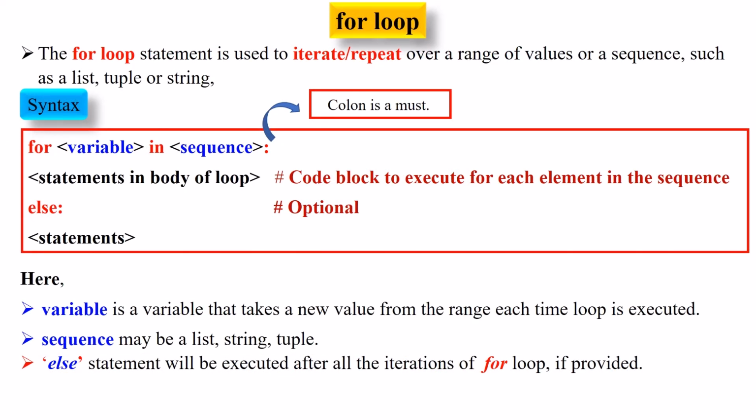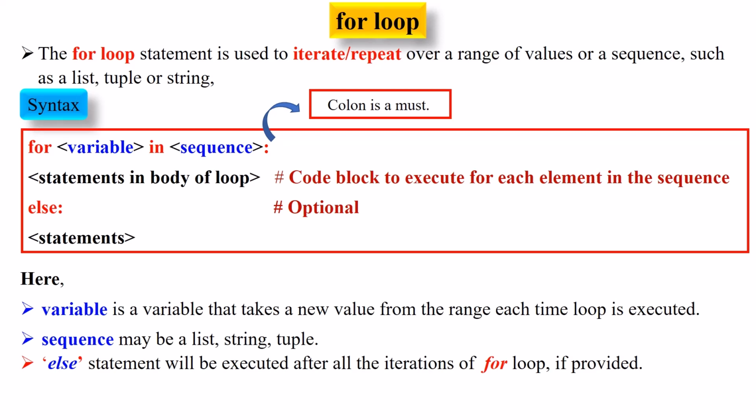Let's learn about the for loop. The for loop statement is used to iterate or repeat over a range of values or a sequence, such as a list, tuple, or string. The basic syntax of a for loop is: for variable in sequence: statements in body of loop, else: statements.